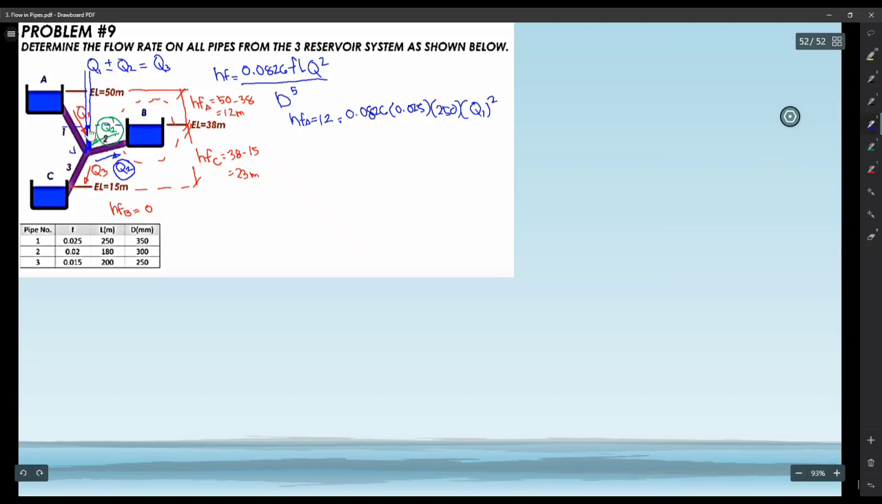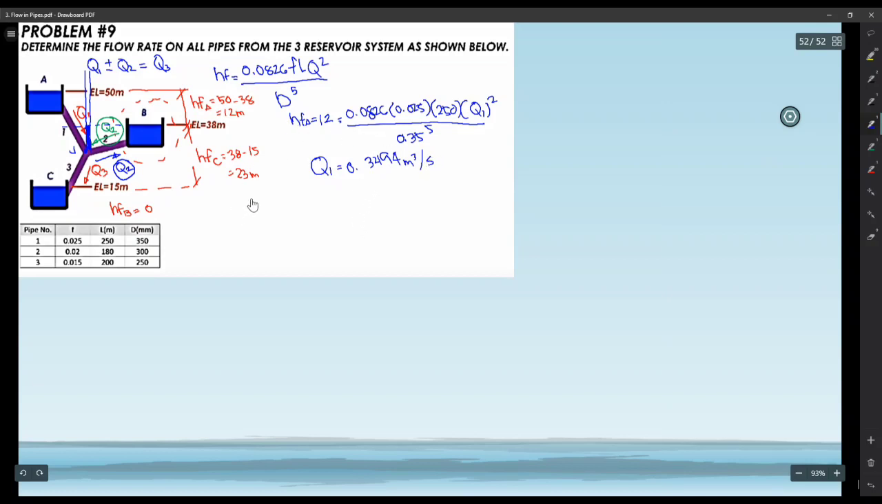But what I did was annotate it based on the pipe number. Over D, the diameter of pipe 1 is 350 mm or 0.35 raised to 5. So we will have a Q flow rate for pipe number 1: 12 times 0.35 raised to 5, then divided by 0.0826, divided by 0.025, divided by 250, and just take the square root of that. The answer is 0.3494 cubic meter per second.